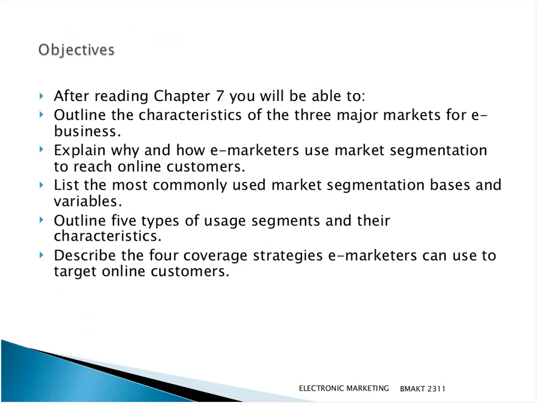Our objective, as usual, is this. After reading this chapter, you will be able to answer these questions. Outline the characteristics of the three major markets for e-business. Explain why and how e-marketers use market segmentation to reach online customers. List the most commonly used market segmentation bases and variables. Outline 5 types of usage segments and their characteristics, as well as the 4 coverage strategies e-marketers can use to target online market customers, will be discussed as well.